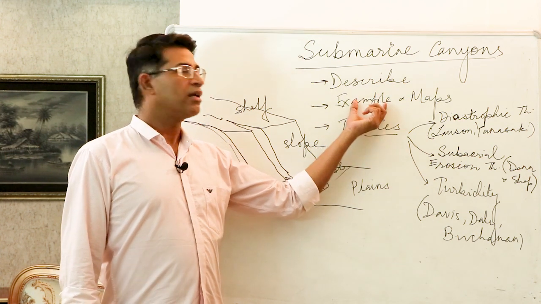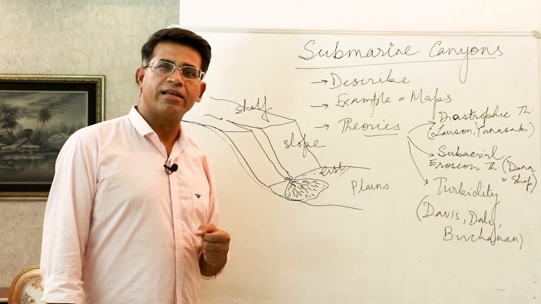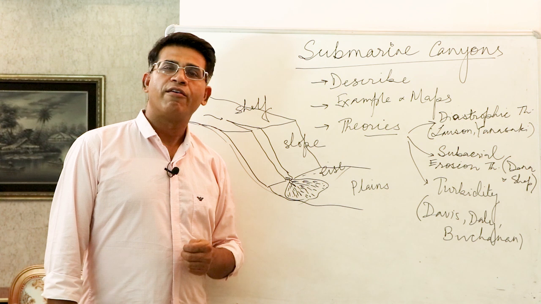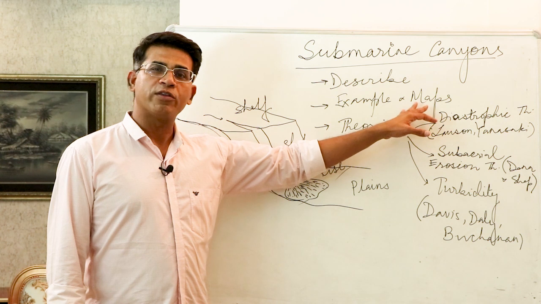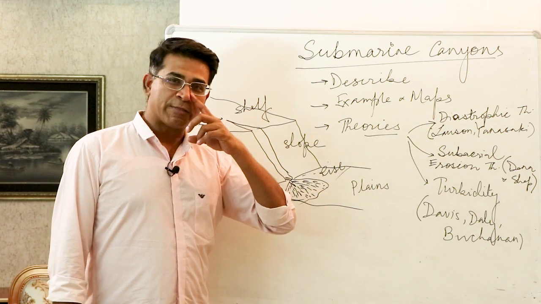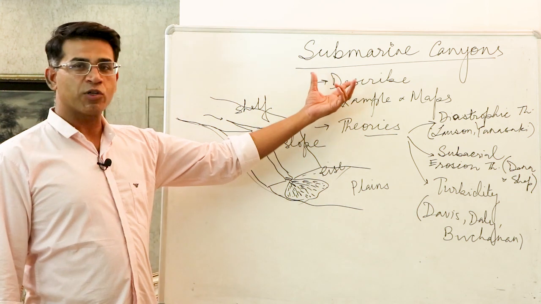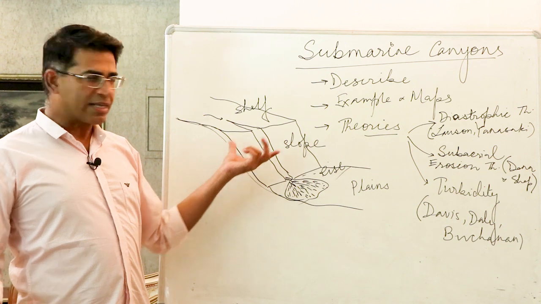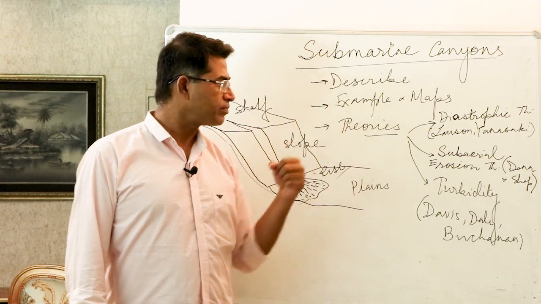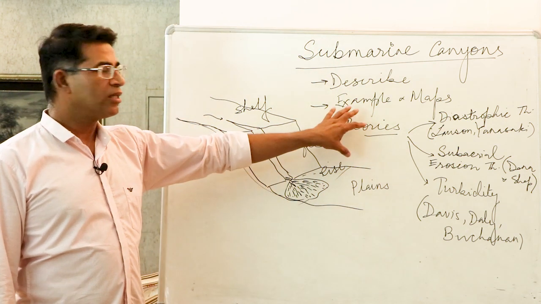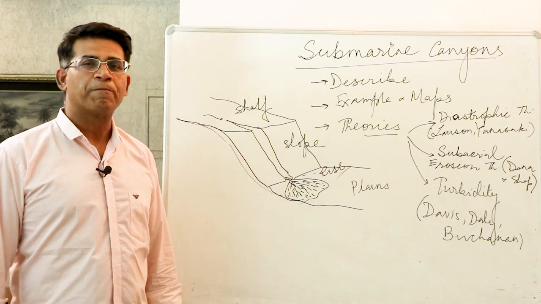Then move on towards some examples. We have Montgomery Canyon, we have the Hudson Canyon, we have River Amoor Canyon, we have the Indus Canyon, and on a map of the world or a map of a specific ocean, show us some of them. Okay, you have a description, you have a diagram, 6-7 examples, and plot them where you can on the world map. Then you move on towards the theories about how the submarine canyons must have formed.